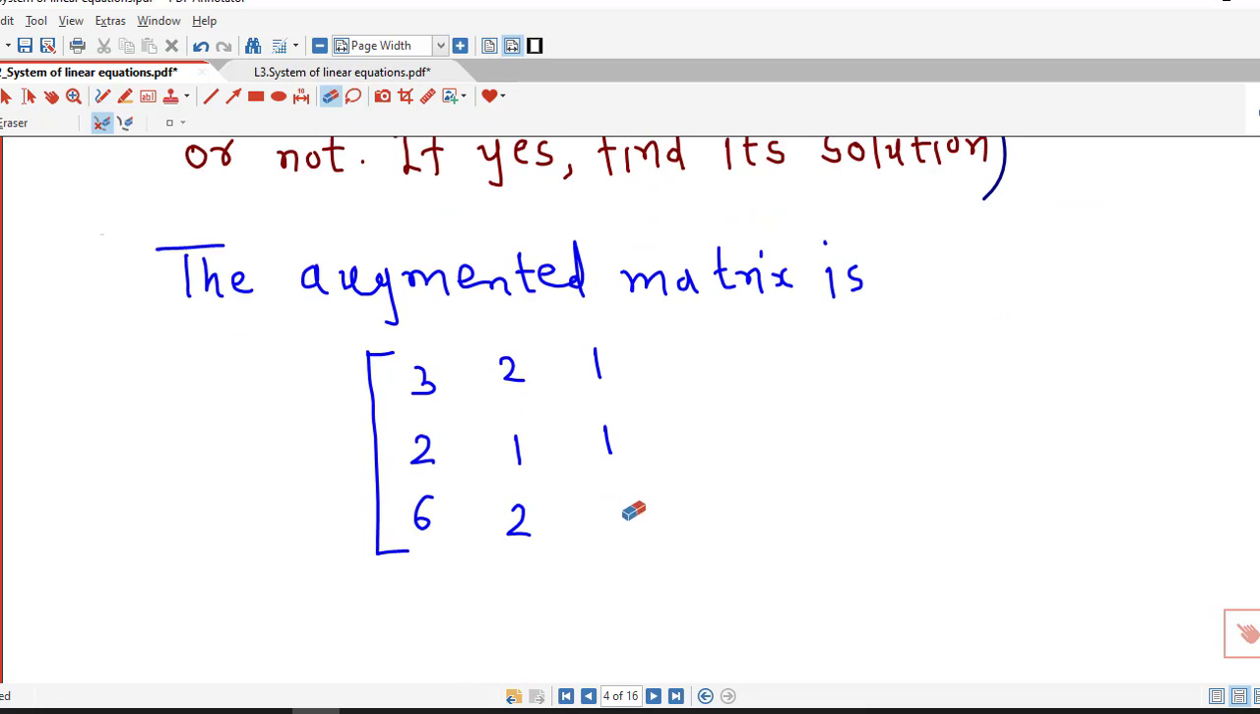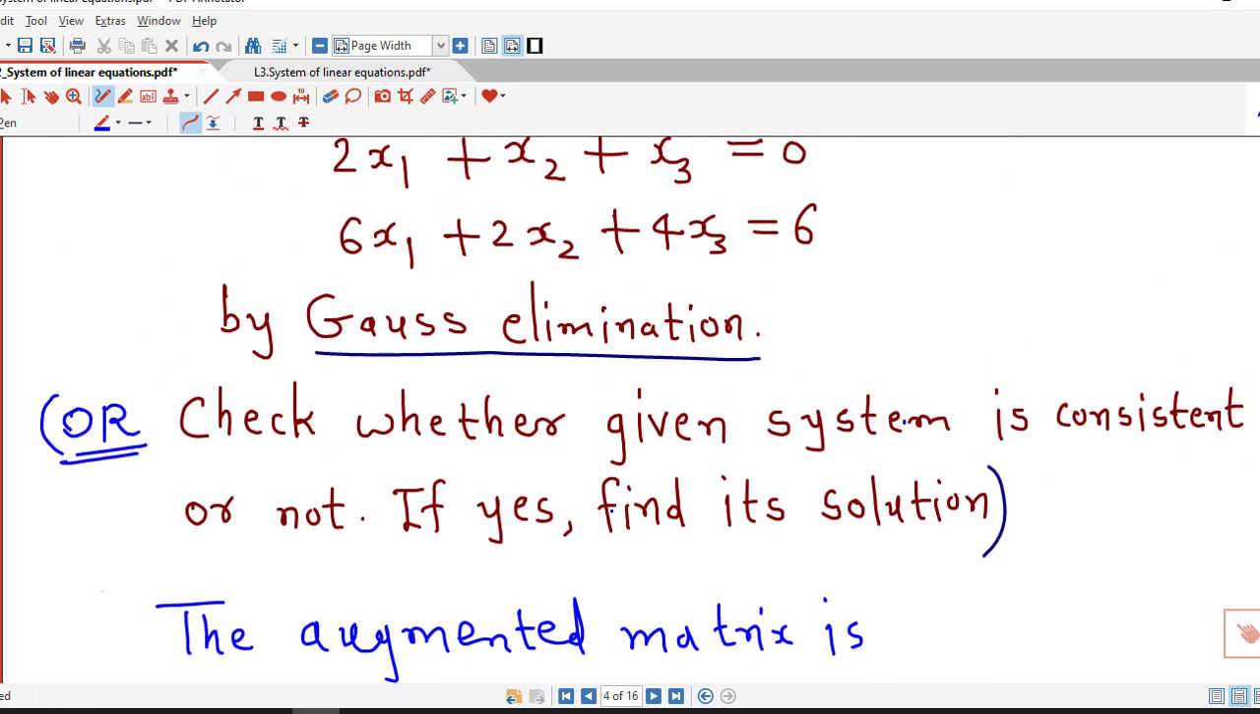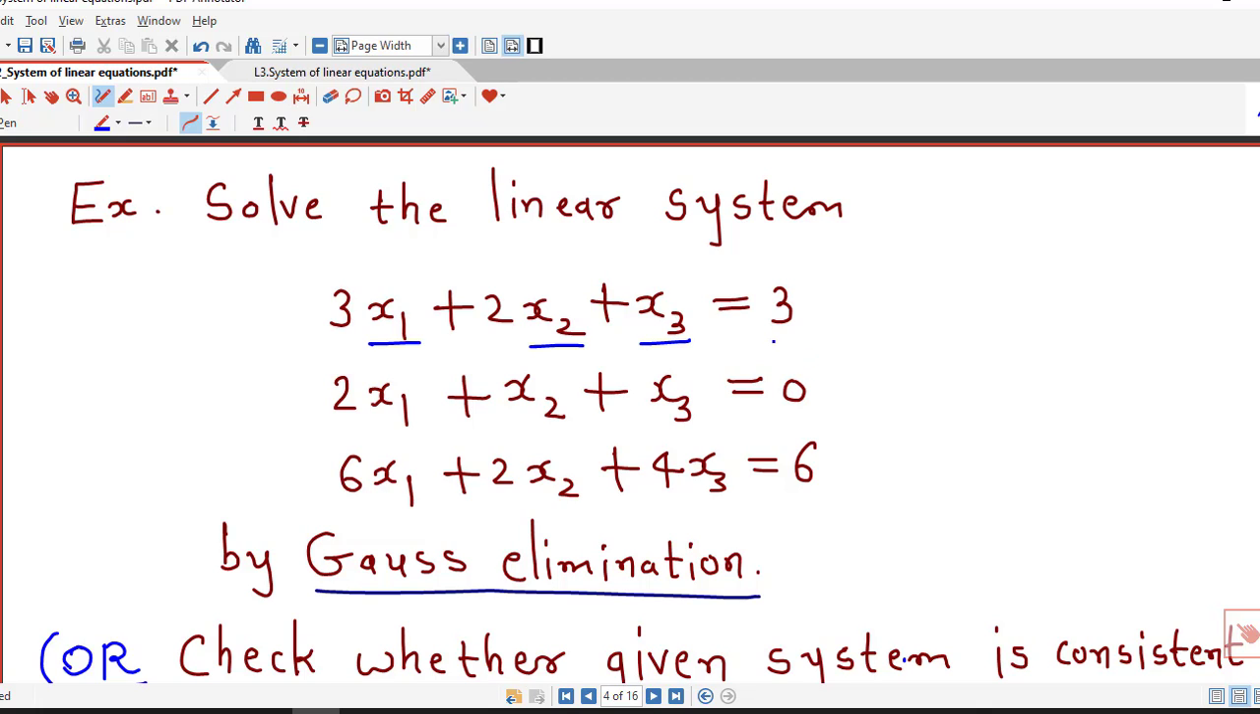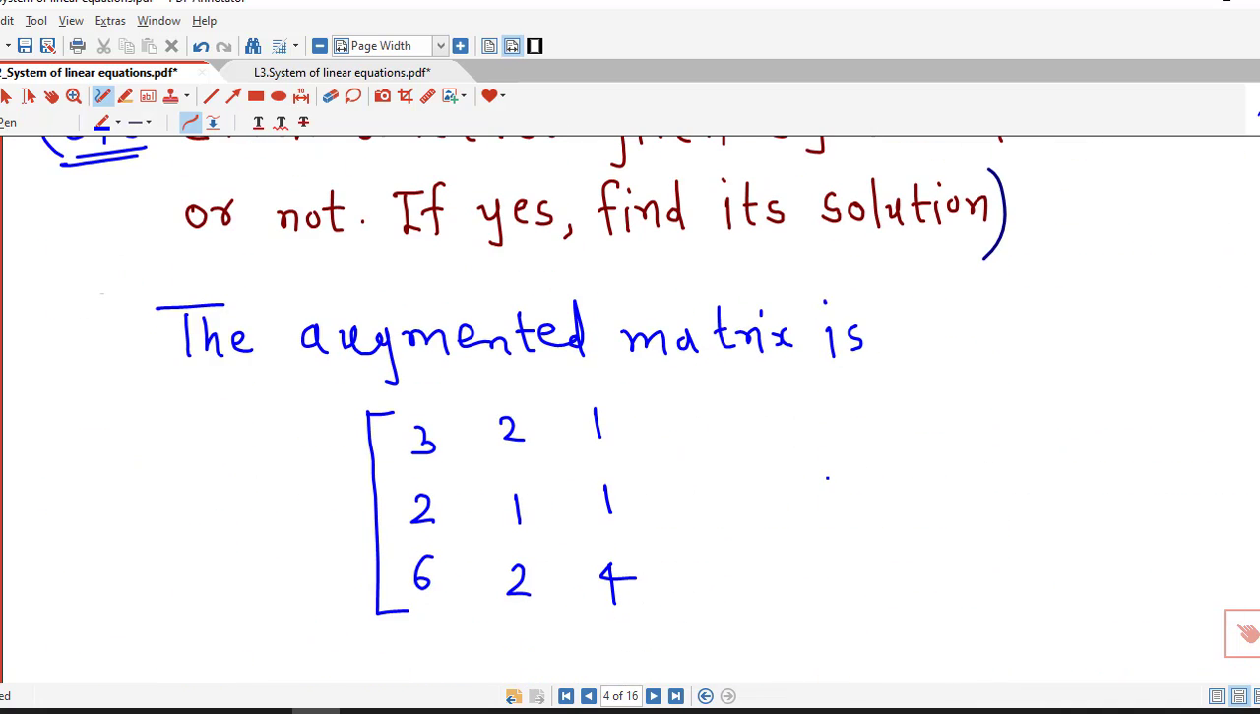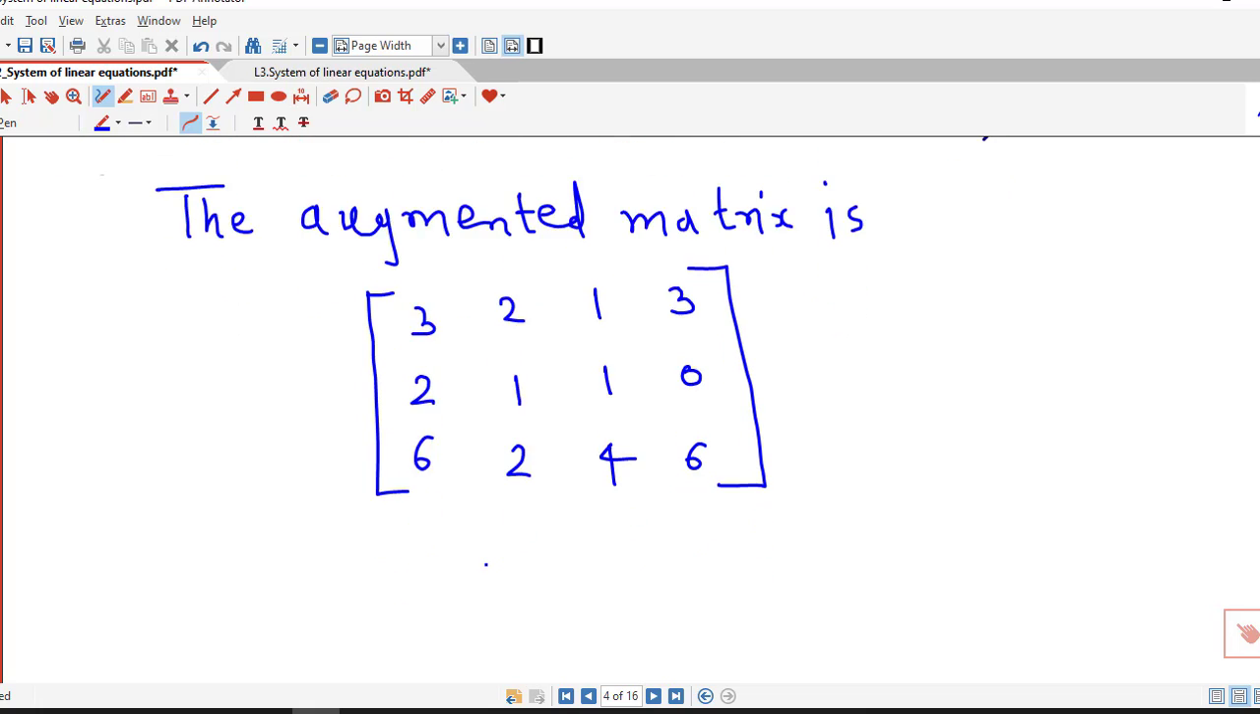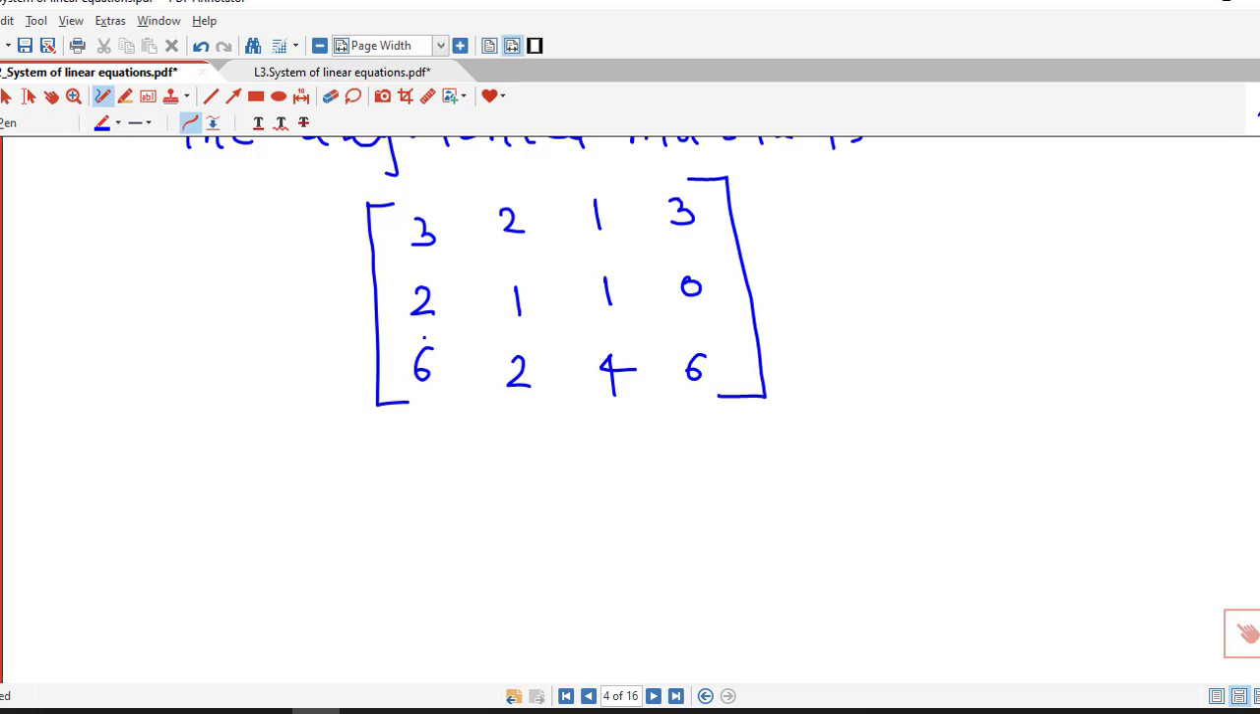4. And the last column corresponds to coefficients on the right hand side, which are 3, 0 and 6. So now we have to convert augmented matrix into row echelon form. So to convert this matrix into row echelon form, I have to first make these two entries 0.